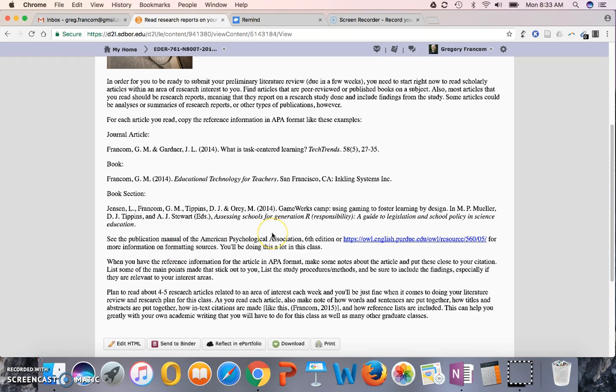For each article you read, make sure you include the APA formatted reference. There are some examples here, but you can get that from your APA book as well as the link. Then include the study procedures or methods, and include the findings and main points that stick out to you. The challenge really is to read about 4 or 5 research articles each week. That means about 1 each weekday.